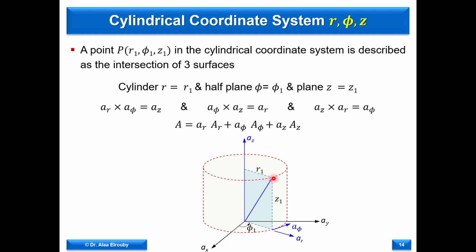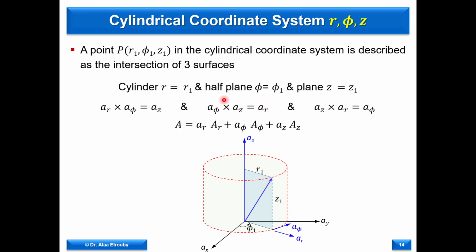Also, the intersection between the cylinder r equals r1 and the plane z equals z1 would be this circle here. It is the circumference of the circle, not the whole circle. The area is not included. It's just a line that has the shape of the circumference, because this cylinder is empty. This is just a surface. So the intersection of surface r equals r1 and surface z equals z1 is just the circumference of this circle.